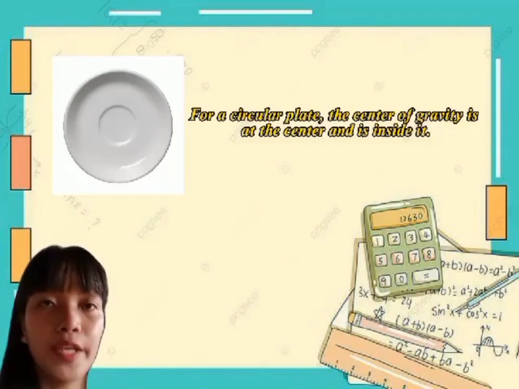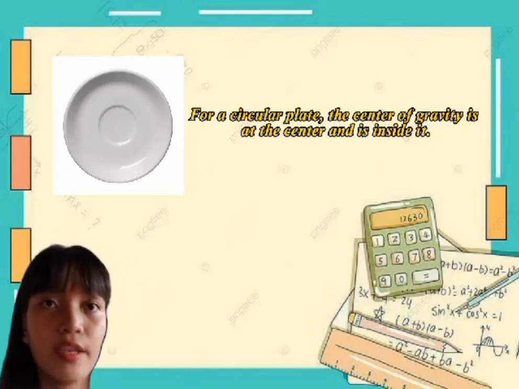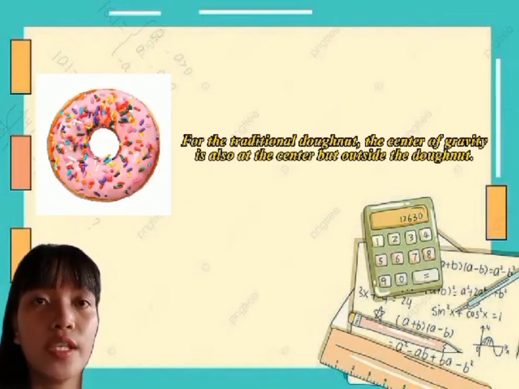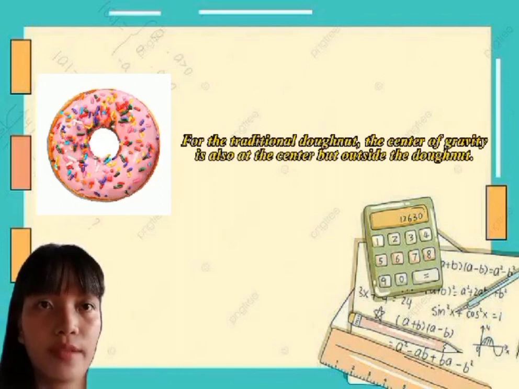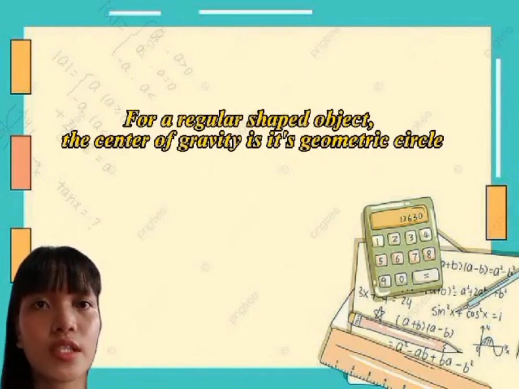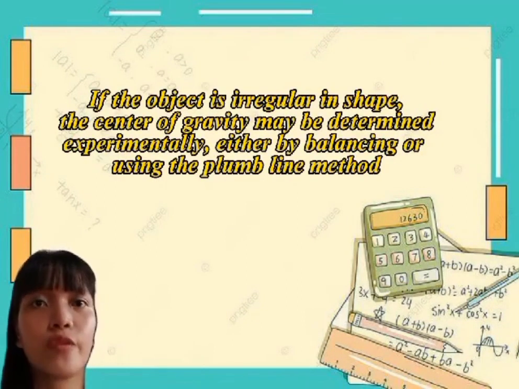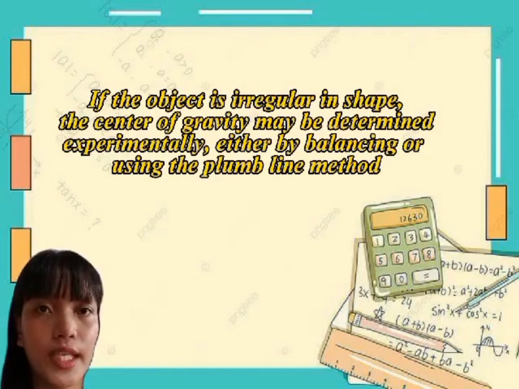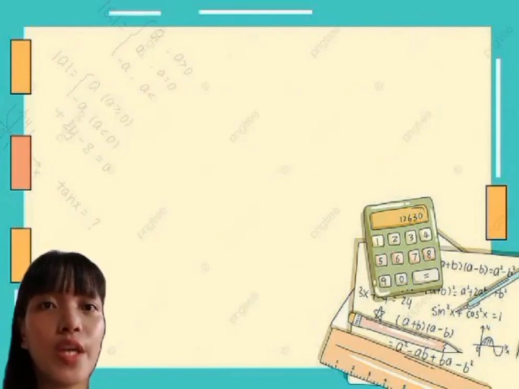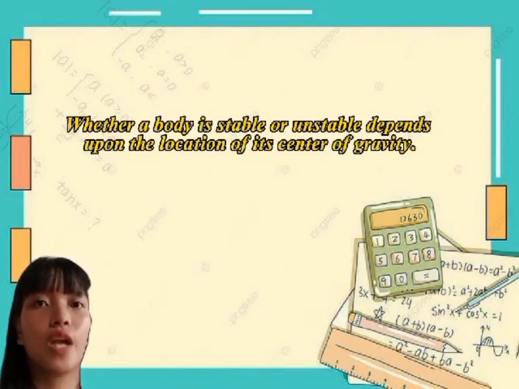For a circular plate, the center of gravity is at the center and is inside it. For the traditional donut, the center of gravity is also at the center but outside the donut. For a regular shaped object, the center of gravity is its geometric center. If the object is irregular in shape, the center of gravity may be determined experimentally, either by balancing or using the plumb line method. Whether a body is stable or unstable depends upon the location of its center of gravity.